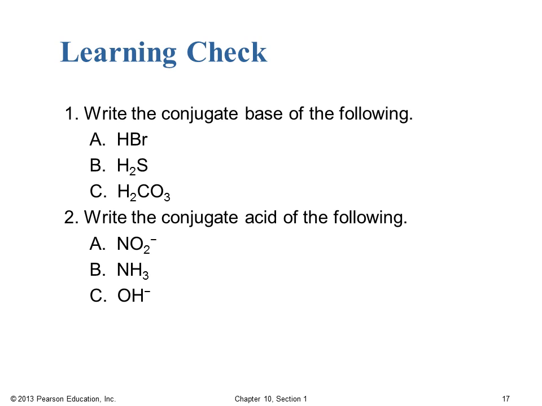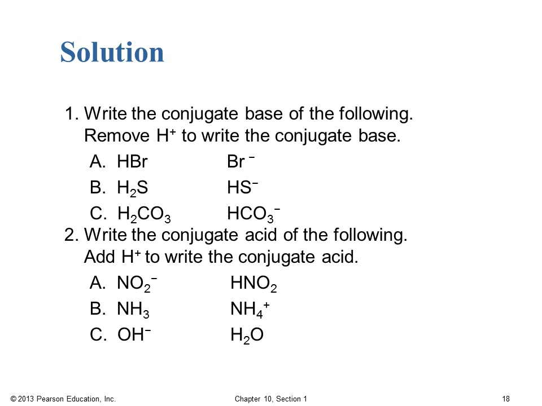In number two, we're trying to figure out the conjugate acid. So here we're going to be adding an H plus in A, B, and C. So NO2 minus would become HNO2. The minus becomes neutralized or balanced out by the plus sign of the acidic proton, so it would be HNO2. Ammonia, NH3, if you add an H plus, becomes NH4 plus. And then OH minus, if you add an H plus, becomes H2O. And so we can see those relationships here. If you're looking for the conjugate base, you remove an H plus. If you're trying to find the conjugate acid, you add an H plus.